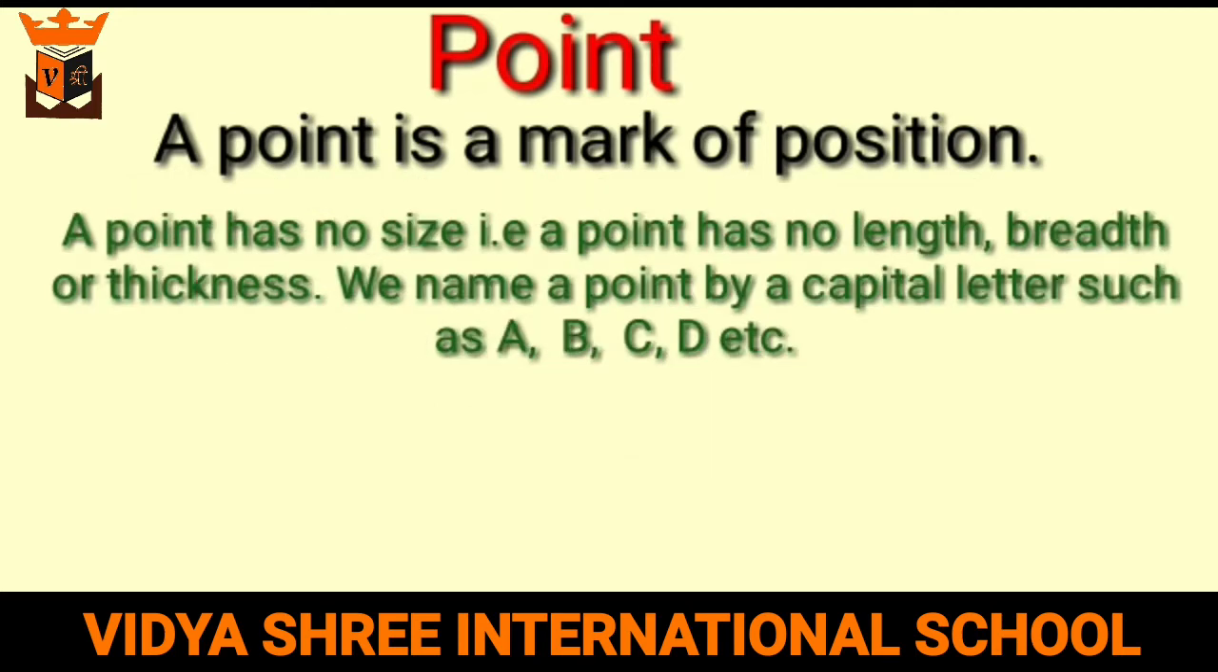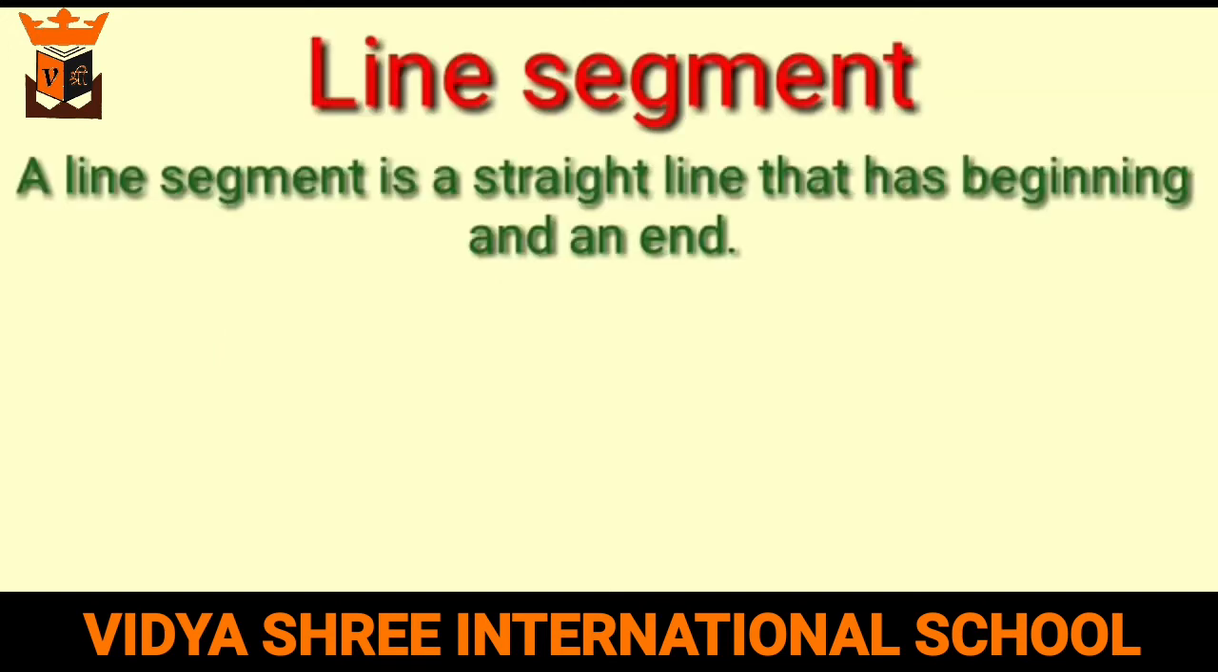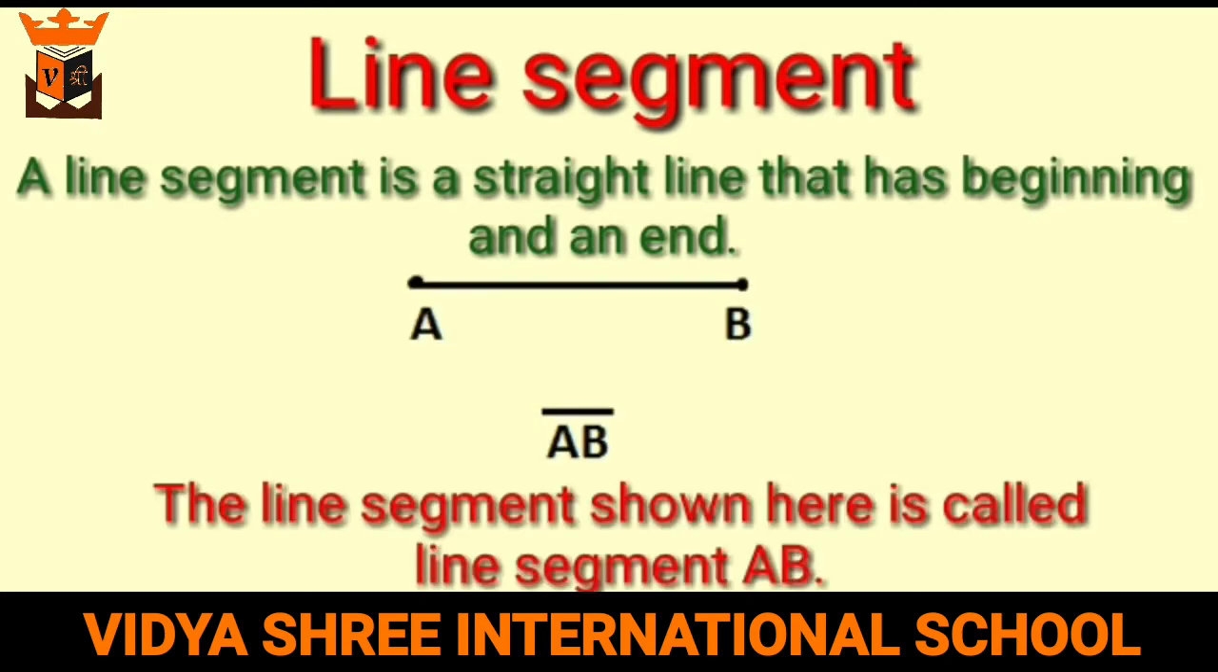A point has no size. It means a point has no length, breadth or thickness. We name a point by a capital letter such as A, B, C, D, etc. Line segment. A line segment is a straight line that has a beginning and an end. The line segment shown here is called the line segment AB.